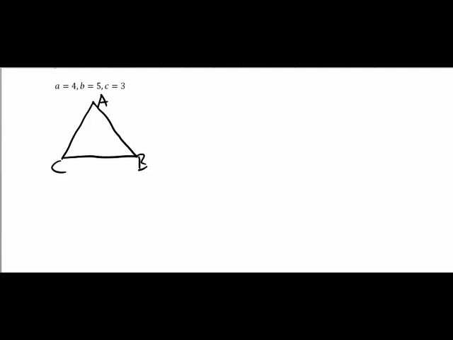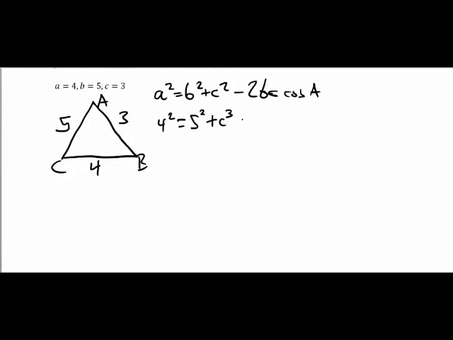Alright, so let's get started with the law of cosines. Let's try to find angle A. So finding angle A is going to be our a squared is equal to b squared plus c squared minus 2bc cosine A. Well, we know our a in this case, our letter A, is 4. Our b in this case is 5. And our c in this case is 3. So on the triangle, this would be 4, this would be 5, and this would be 3. Minus 2 times 5 times 3 cosine A. Alright, so we have 16 is equal to 25 plus 9.